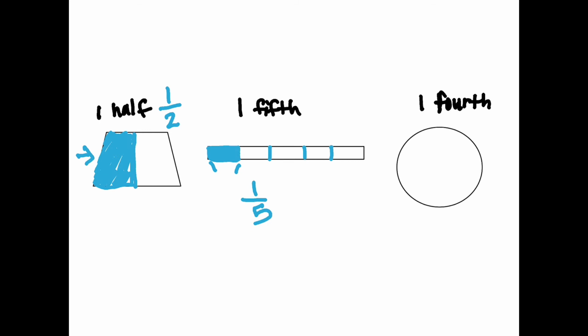And the last one, 4ths. Okay, so for this one, we are going to draw a line down like a T and a line across. Think about pizza pie, right? And that gives us equal parts to each of these. And then I'm going to shade one of those parts. And I have 1/4.